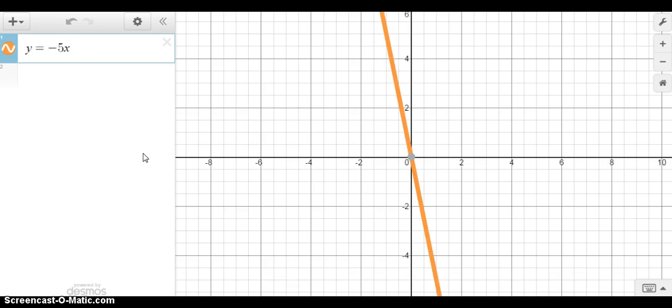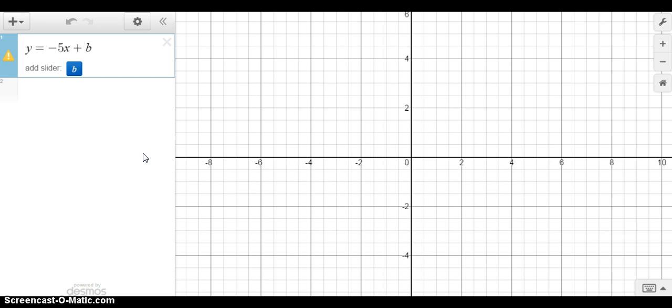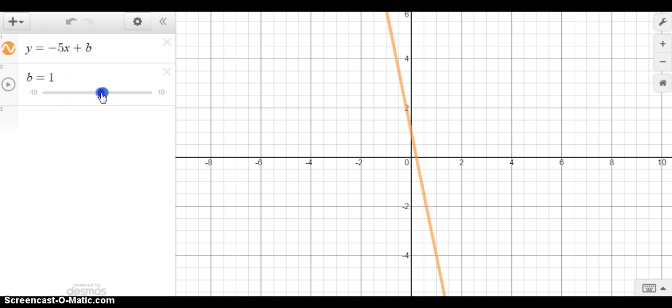So we knew that the slope should have been negative 5, so I'll have y equals negative 5x, but we didn't know the y-intercept. So I'll just write plus b. I'll add a little slider, and so if you move the slider around for b, for our y-intercept, you can see we have a line with a pretty steep negative slope, slope of negative 5, but we don't know what the y-intercept is. We don't know where the line is going to pass through the y-axis.